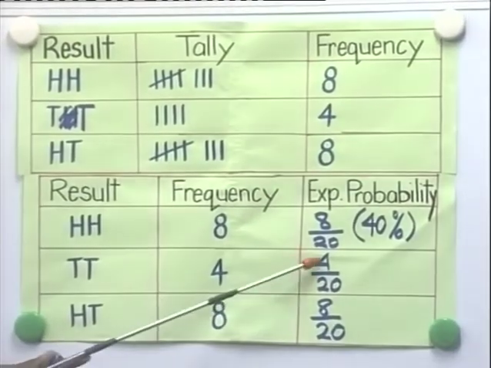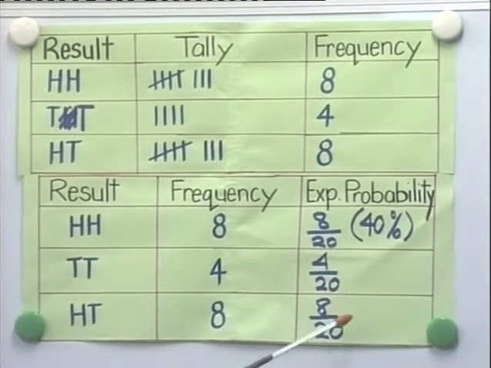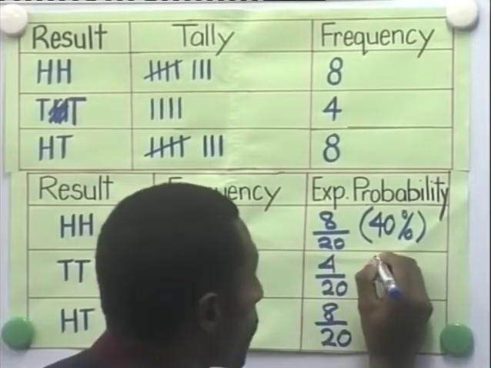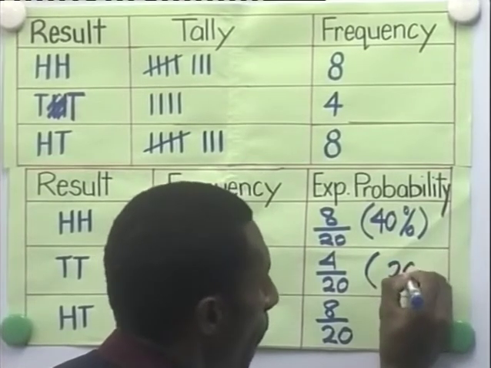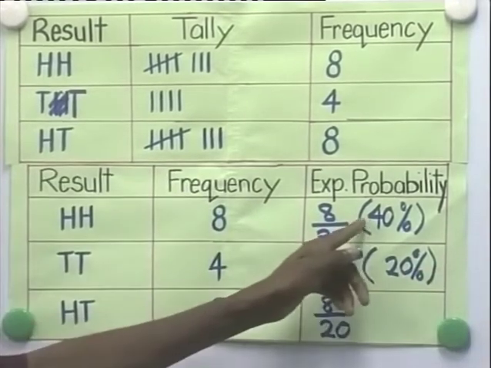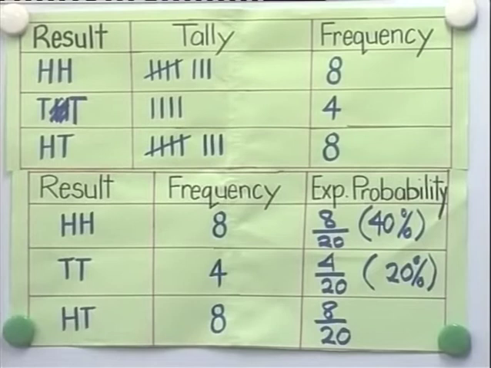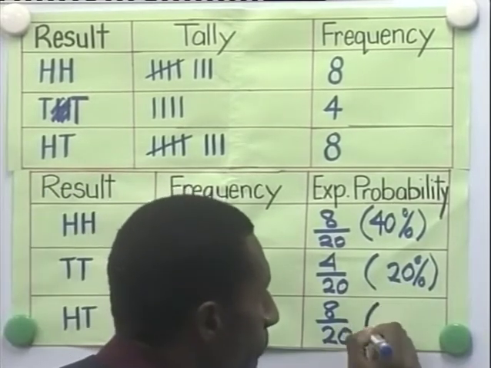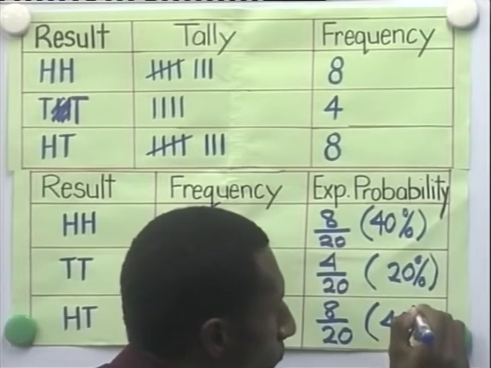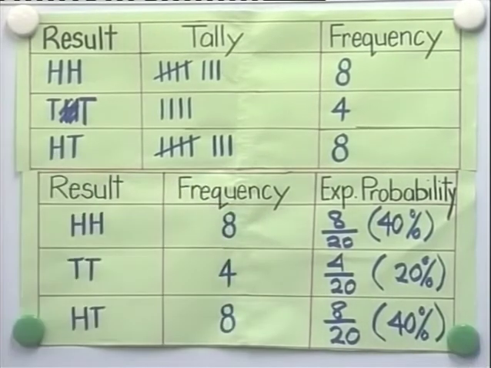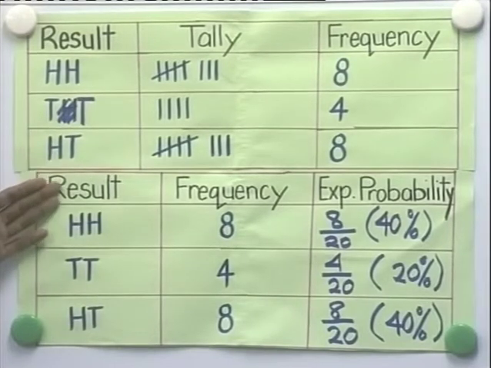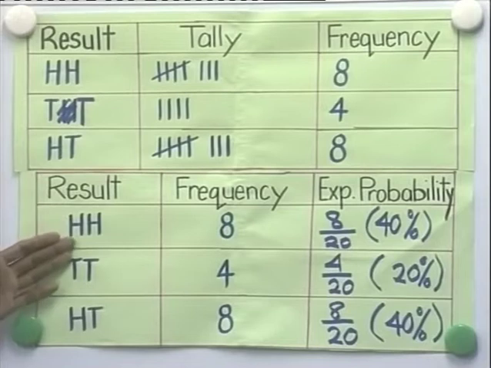The probability of tail-tail expressed as percentage will be 20%. And the probability of head-tail expressed as percentage would be 40%. So, this is the result of tossing coin for 20 times.